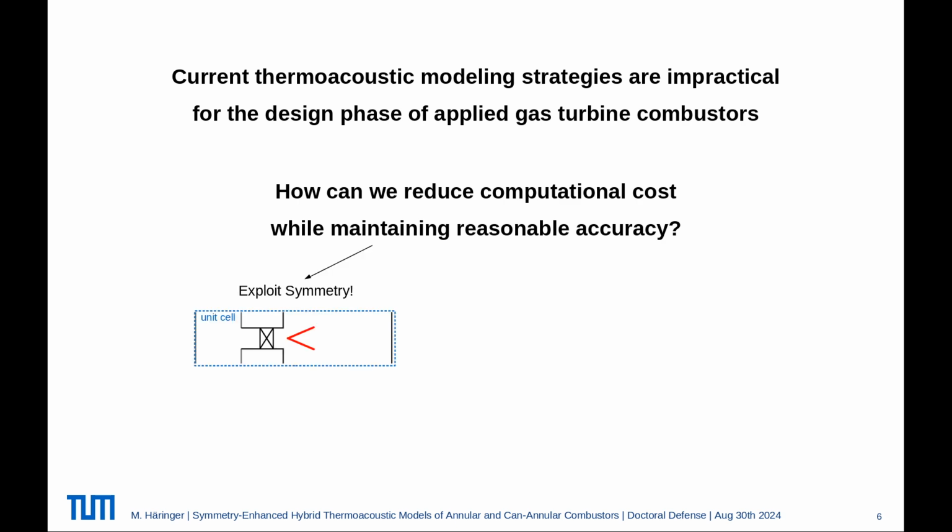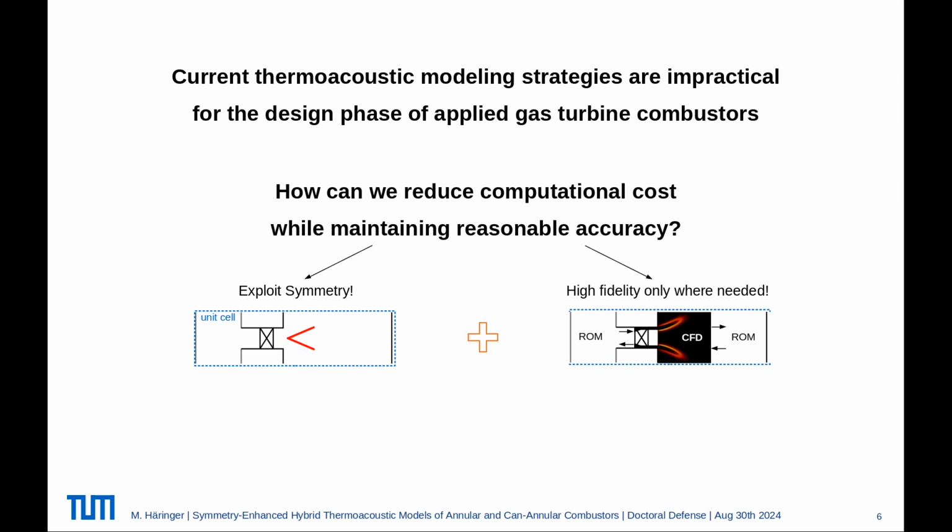The first one is we want to exploit the symmetry of the system of interest for us, so these cannular and annular combustors. And secondly, we want to use hybrid modeling strategies. And hybrid in that sense, we want to reduce our high-fidelity simulation, in our case the CFD simulation, to as small a domain as possible. In our case, basically to the flame zone only. And all the rest of the combustor should be modeled by reduced order models. So all the acoustics, for example.